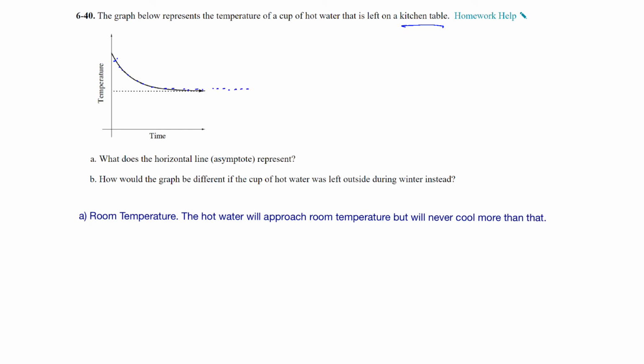Question B. How would the graph be different if the cup of water was left outside during winter instead? The temperature is still going to continue to decrease, but the horizontal line of the asymptote would be a little bit lower, though still parallel to the x-axis, because at some point the temperature is going to stop going down. Now, if the temperature outside was below 0, the asymptote would be below the x-axis. So it doesn't have to stay above the x-axis; it could go below if the temperature was below 0. But you're still going to have that horizontal asymptote that represents the point at which the hot water stops going down, whether it's room temperature, outside temperature, whatever it is.